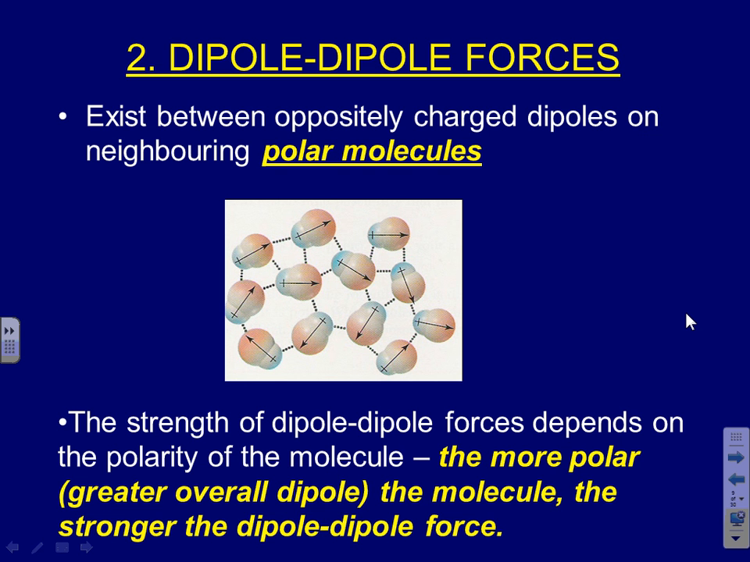The strength of the dipole forces depends on the polarity of the molecule. The more polar, the greater the overall dipole of the molecule, the stronger the dipole force. So we're going to be needing delta EN calculations for this, because in order to compare them, we need to know which one has the greater polarity. So if you need a table, you want to play along and do some calculating, that's great. If you have one, it's even better.